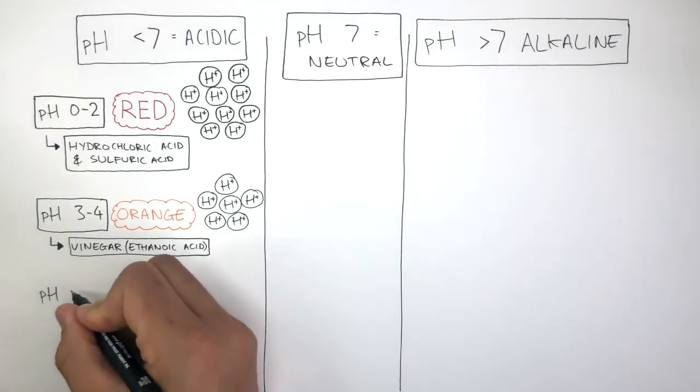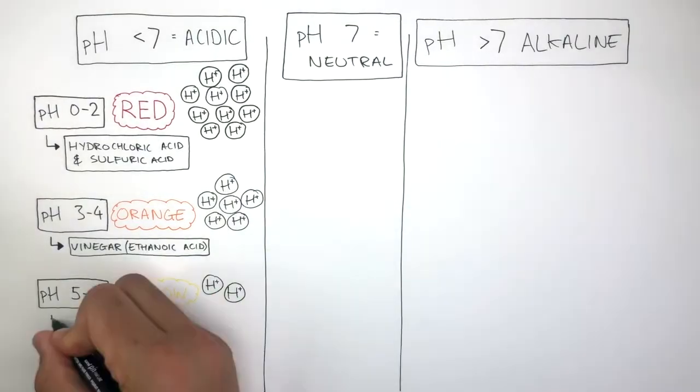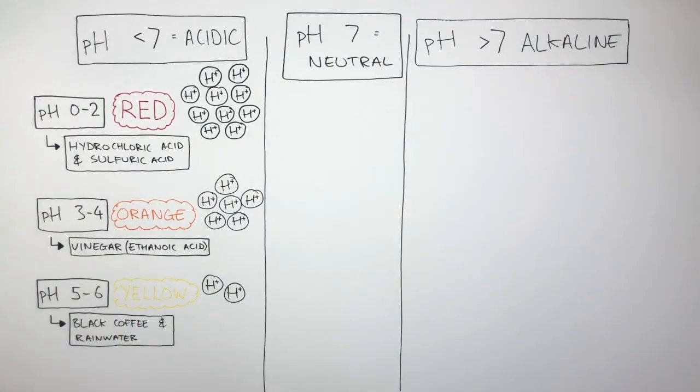A pH of 5 to 6 will cause universal indicator solution to turn yellow, as there is the lowest amount of hydrogen ions in solution. Black coffee and rainwater are examples of solutions which have a pH of between 5 and 6.